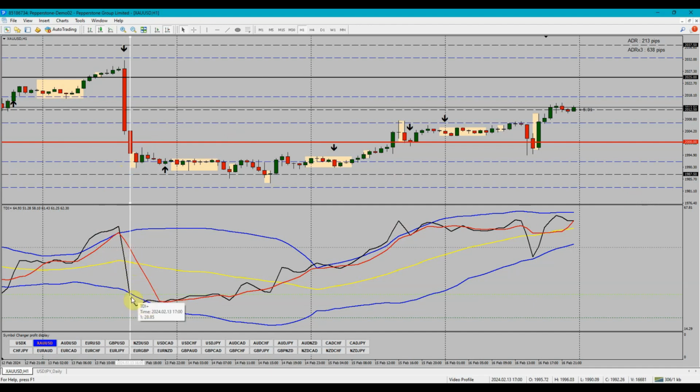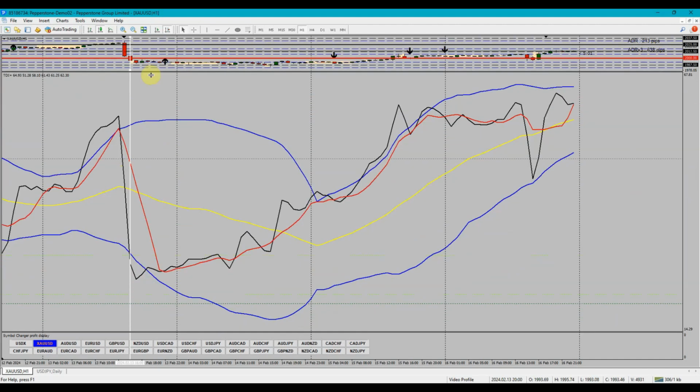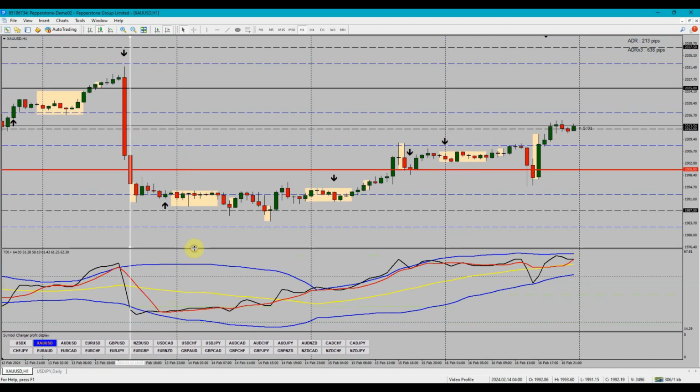Now, this is not the best setup simply because it crossed the market baseline on the candle that also closes outside the channel. So that is not exactly a trade that I would personally like to take. But let's look at this. We have a shark fin here, which came out of the channel here, and as you can see, it did in fact give us a little bit of a sell.